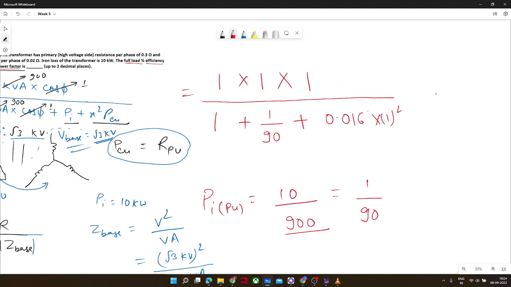And after solving this expression, you will get some value, and let me tell you that value. That would come out to be 0.973. Okay, this is your efficiency value, and if you calculate in percentage, you have to multiply with 100, and that will be 97.3%. Any doubt in this?